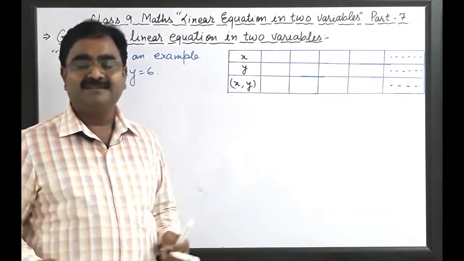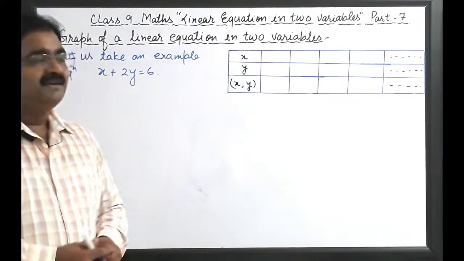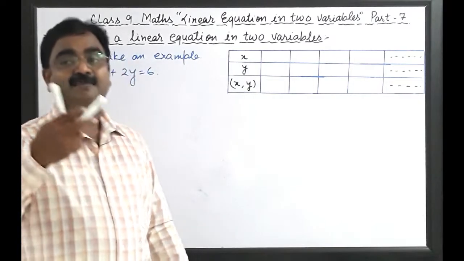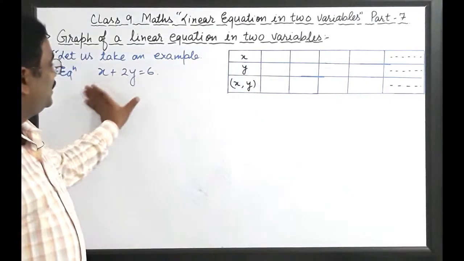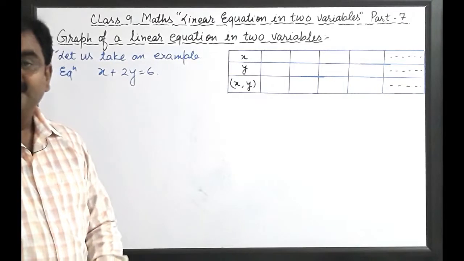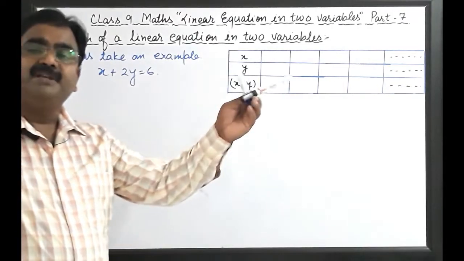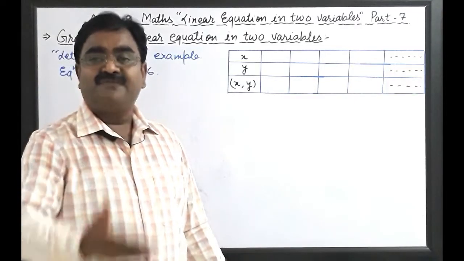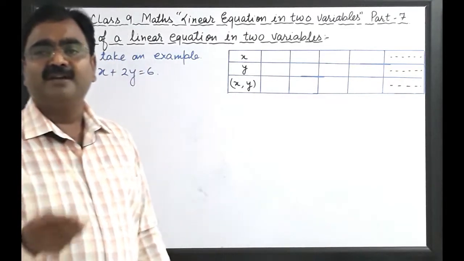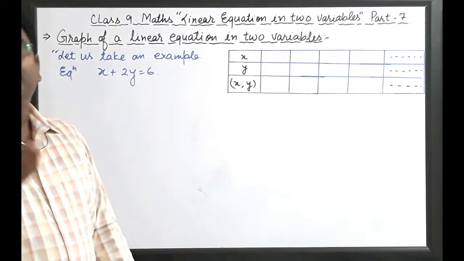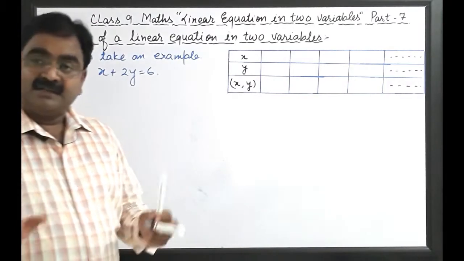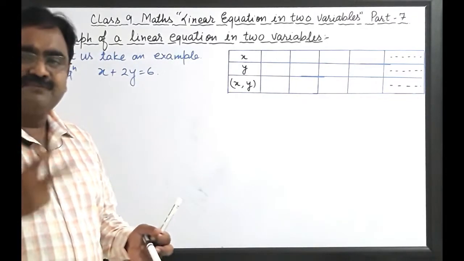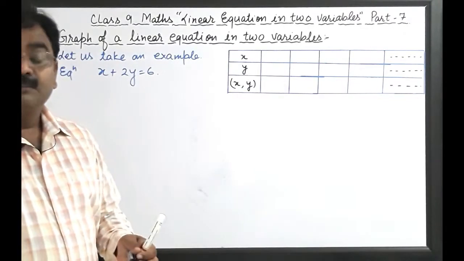So let us start to find a few different solutions of this equation. As we have learned, any linear equation in two variables has infinitely many solutions. So among those infinitely many solutions we have to find a few of them. To draw the graph, at least two solutions are important. Only two solutions are important.